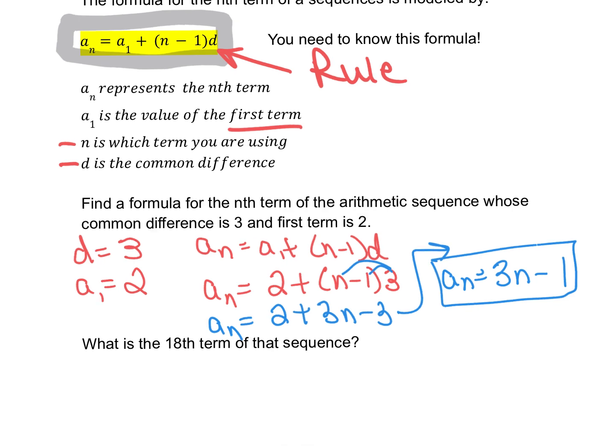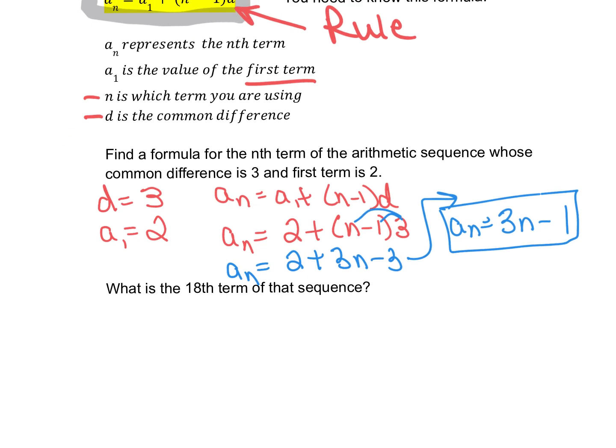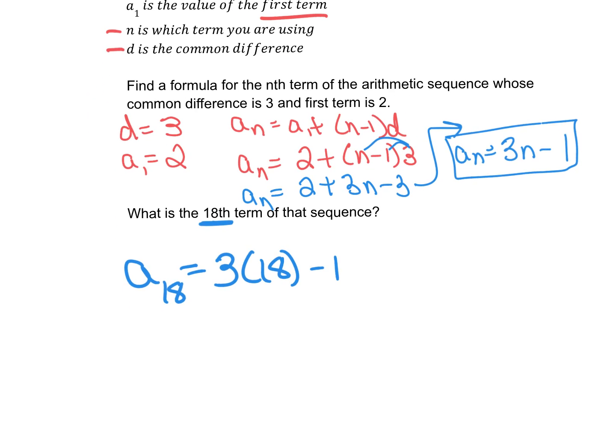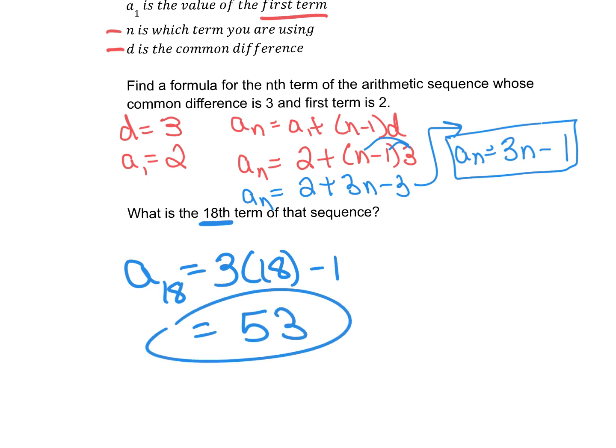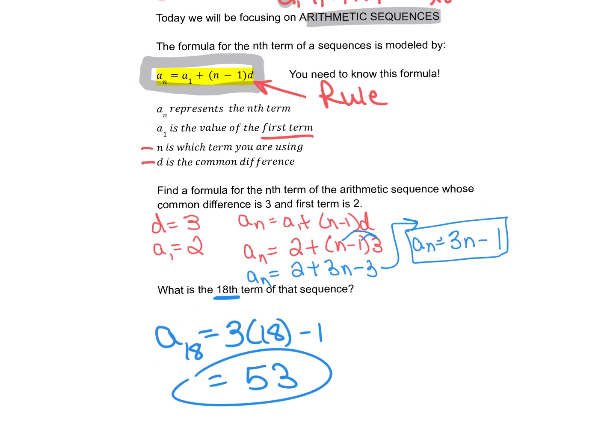So there's my rule. Once I know what my rule is, I can figure out any term that I want in the sequence. If I want to know the 18th term, I would be finding a sub 18. So anywhere I see an n, I'm going to put in 18. 3 times 18 minus 1 is 53. So if we continued counting, if we started at 2 and added 3, we'd get 5, plus 3 is 8, plus 3 is 11, and so on. When we got to our 18th term, we would be at 53.